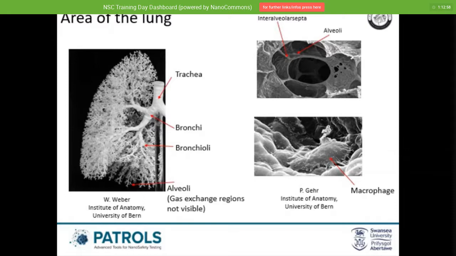The area of the lung that we've decided to focus on within Swansea University is the alveolar region, and this is the region that gas exchange occurs within. This region is made up of type 1 epithelial cells and type 2 epithelial cells. The type 1 epithelial cells cover around 95% of the internal surface of the lung and are there for gas exchange, while the type 2 epithelial cells are the secreting cells. There are also alveolar specific macrophages present within the area.